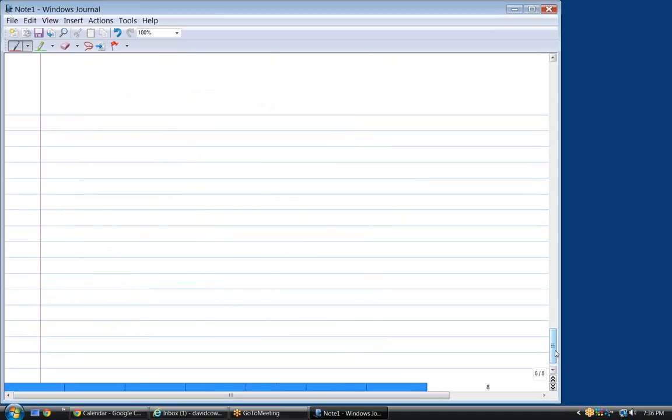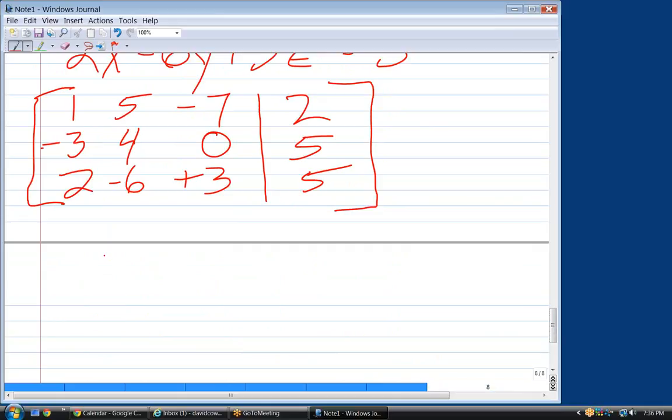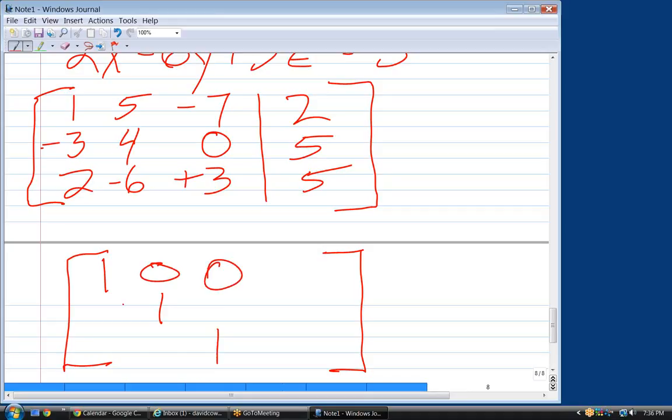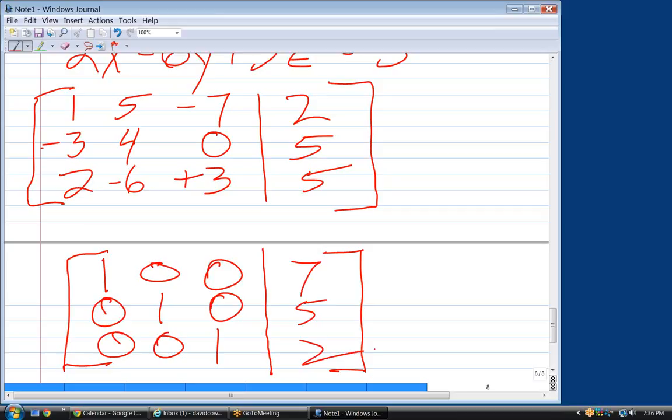If I can make this matrix look like this, 1, 1, 1, and the zeros everywhere else, then whatever I have on the right, say 7, 5, 2, x is 7, y is 5, z is 2.